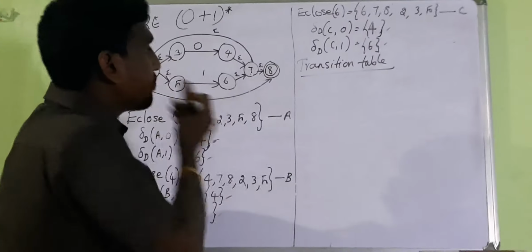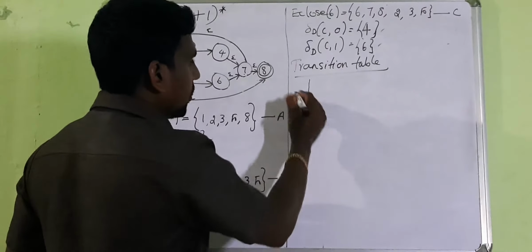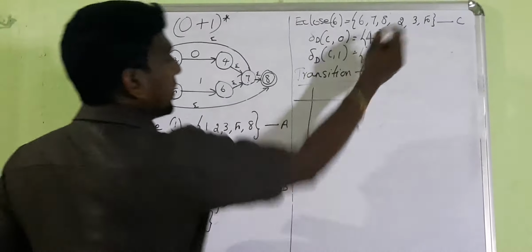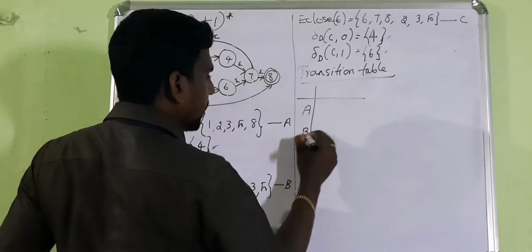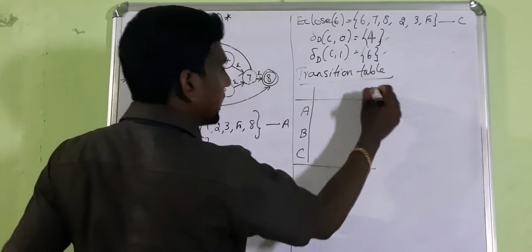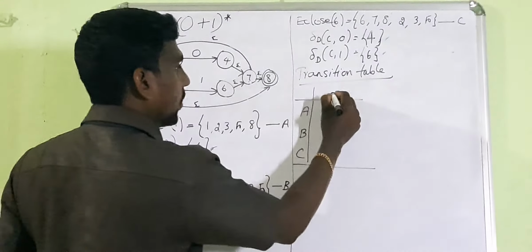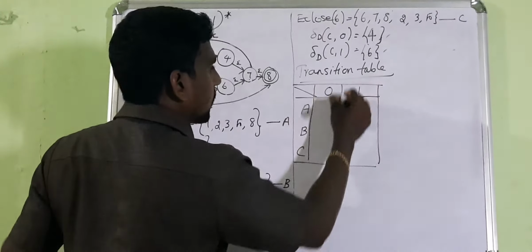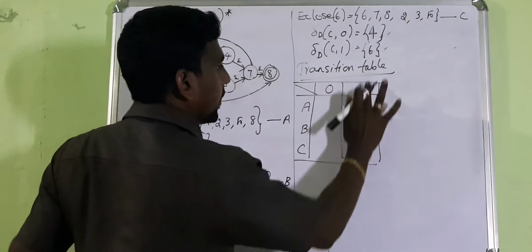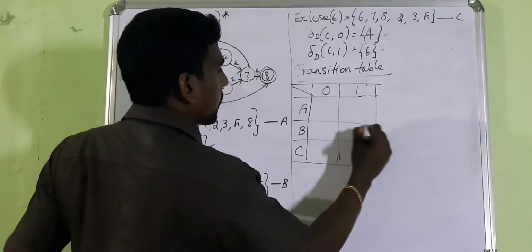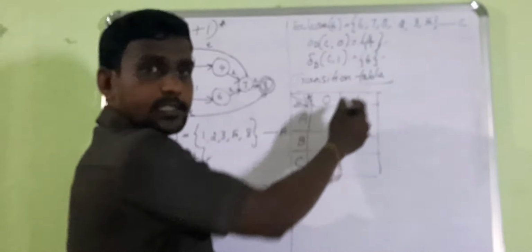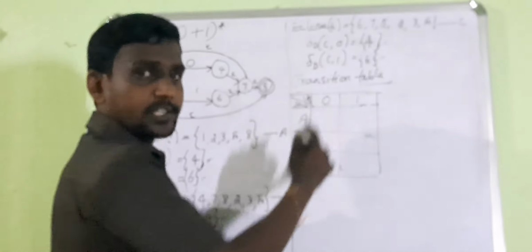Okay. So in the transition table, this is the state. How many states do I have? A, B and C. Clear? Here it is the input symbol. How many input symbols do I have? 2, 0 and 1. Okay? Right. This is state and this is input. Now I have to fill this transition table.